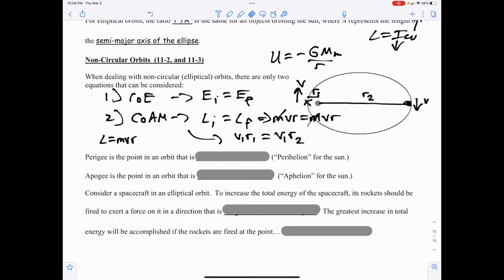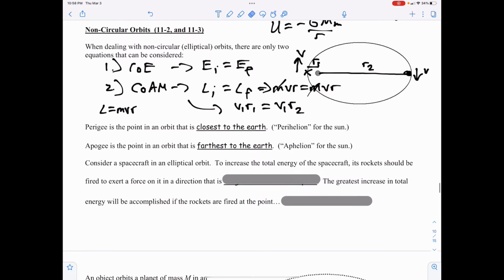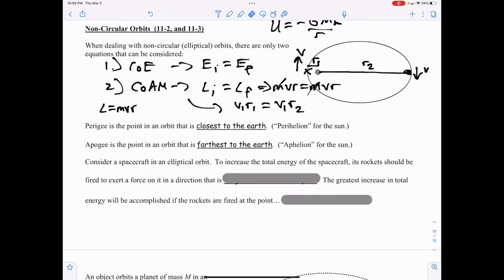Perigee is the point on an orbit that's closest to the sun, perihelion for the sun. Apogee is the point on the orbit that is farthest from the sun, aphelion for the sun. Consider a spacecraft in an elliptical orbit. To increase the total energy of the spacecraft, the rocket should be fired to exert a force on it in a direction that is tangent to the orbital path. The greatest increase in energy will be accomplished if the rockets are fired closest to the sun.